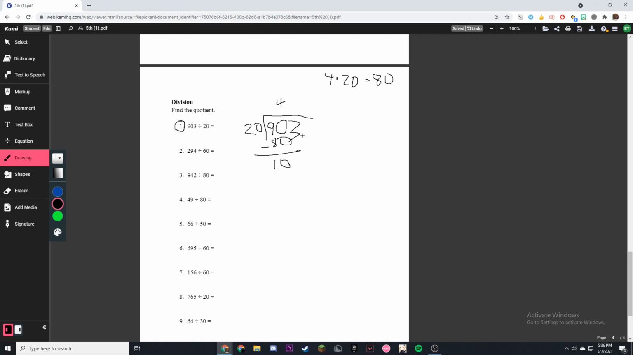And since 10 divided by 20 isn't doable, we're going to have to bring down the 3. So it becomes 103 divided by 20. And that is 5, because 5 times 20 equals 100. And this gives us a remainder of 3. We're not able to do anything more with this number, so it's 45 remaining 3.